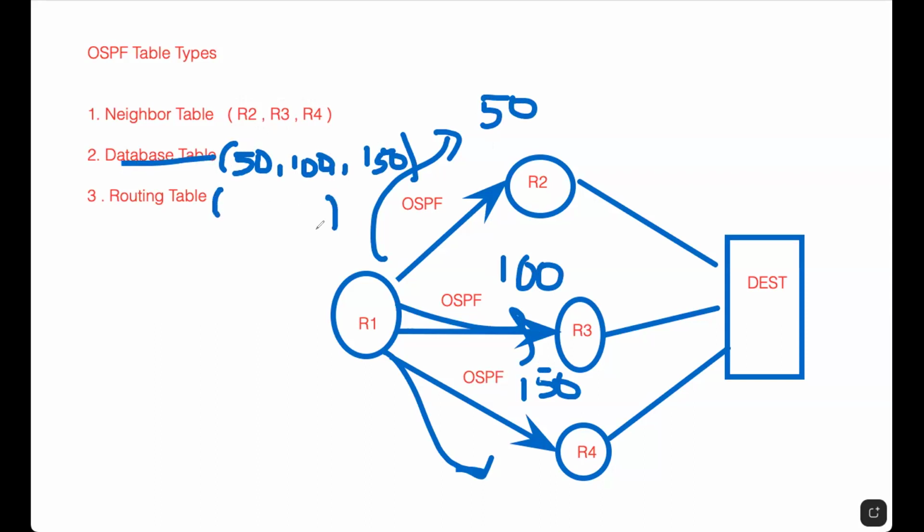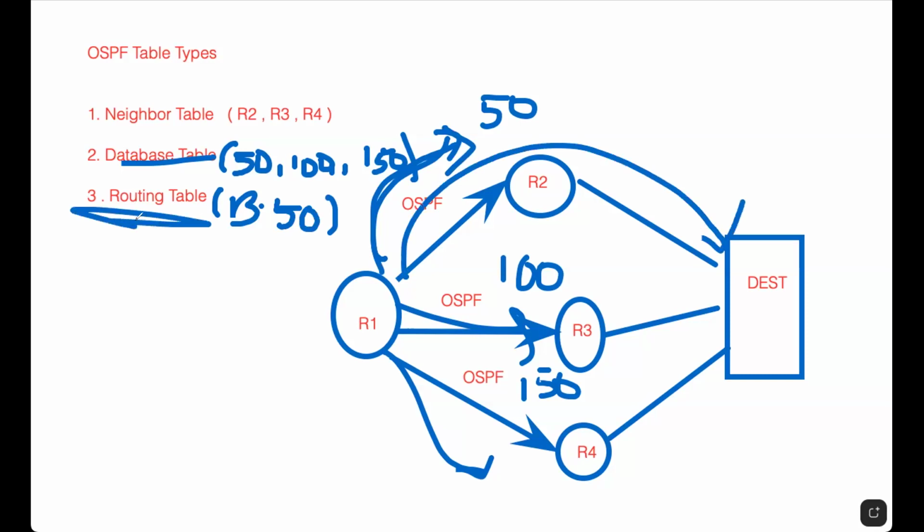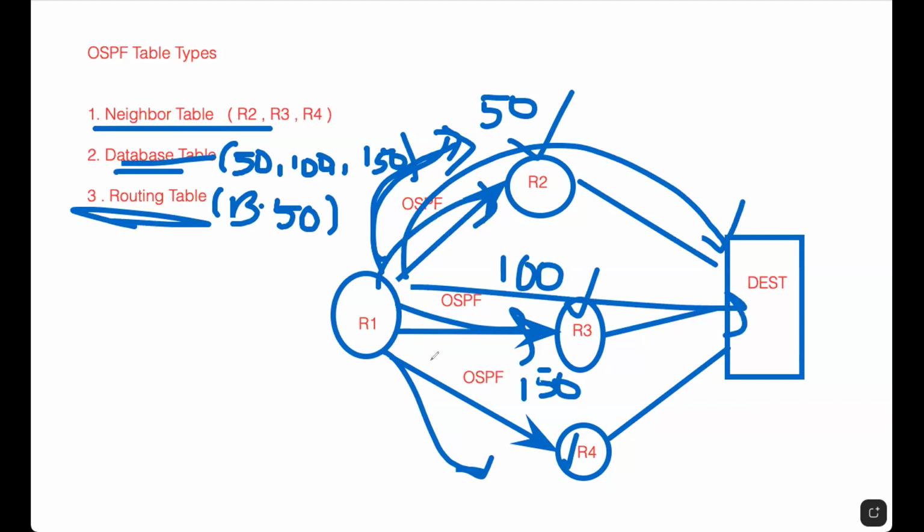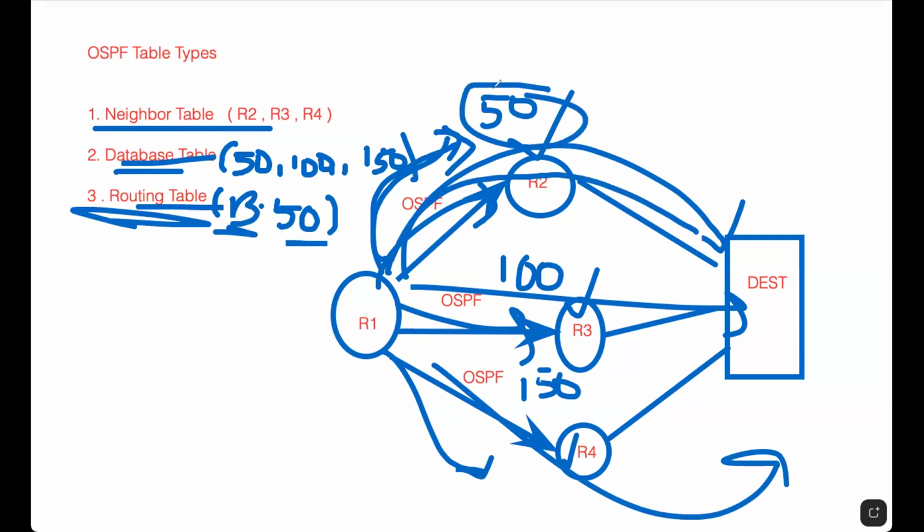And the routing table will have the best path. The best path will be 50. So only the best path, the 50th path via R2, will be introduced in the routing table. So again, the neighbor table will have all the neighbor IPs that are OSPF neighbors. The database table will have all the paths to reach the destination. The routing table will have the best path to reach the destination, with the metric value of 50. Those are the different types of tables stored in OSPF.